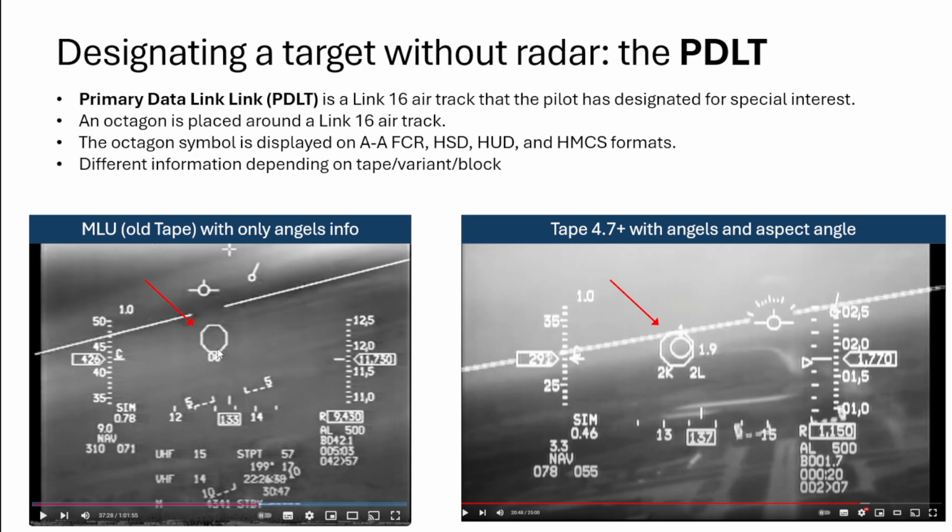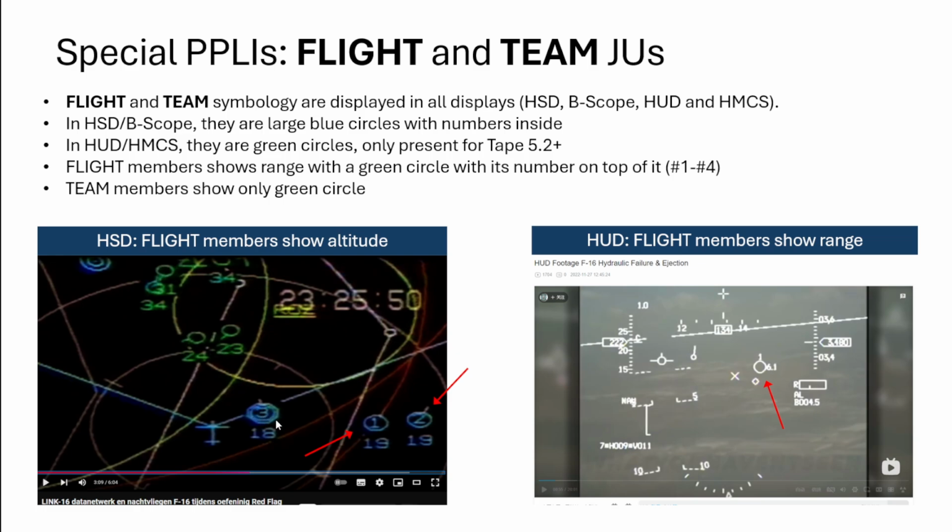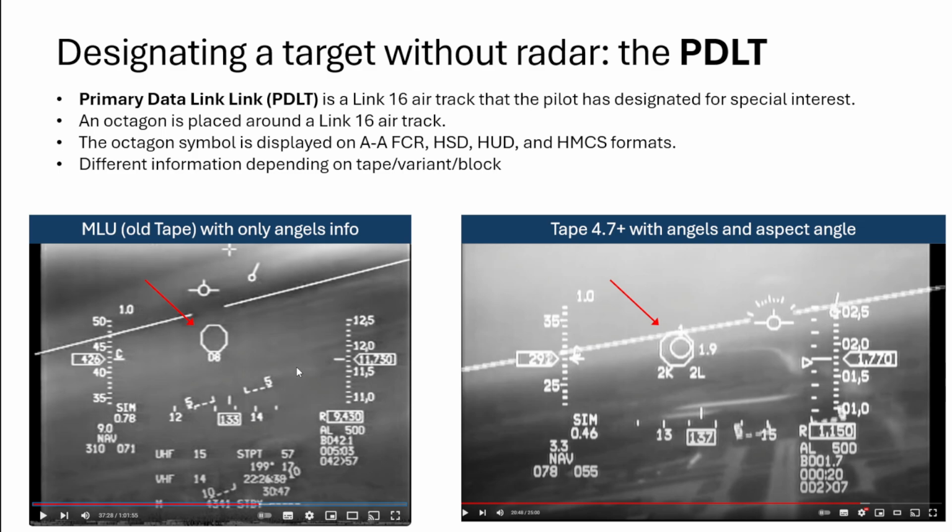I think it's tape 3. There is just the Angels 08 on the bottom of this octagon. In the middle, you have to believe me, there is an aircraft. The range is unknown. And in this case here, you can see the octagon around 1 PPLI, your number 1. You see here also the altitude 2K and the aspect. This is in the low aspect. You are on his left side, 20 degrees. Okay, and 1.9. You can also see this octagon in this figure here in the HSD, also marked in HSD and B-scope. Okay. And of course different tape variants and blocks change the format.